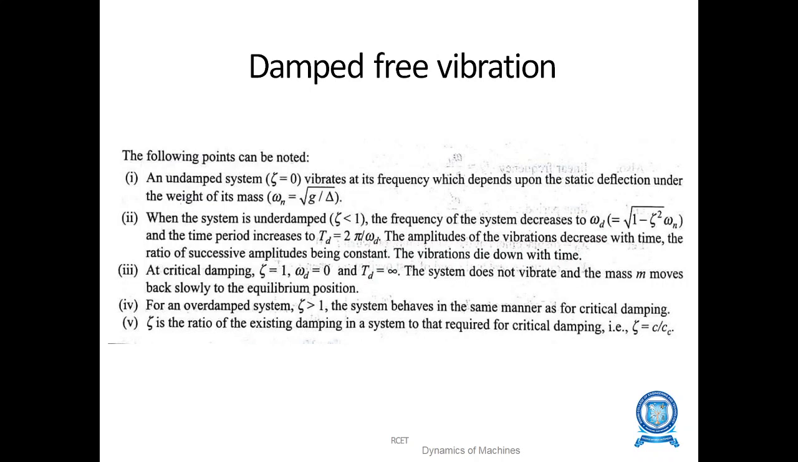At critical damping, eta becomes 1, omega d is 0, and the time td equals infinity. The system does not vibrate and the mass moves back slowly to the original or equilibrium position. For an overdamped system, eta greater than 1, the system behaves in the same manner as critical damping. And for the last point, eta is the ratio of existing damping in a system to the required critical damping, eta equal to C by Cc.